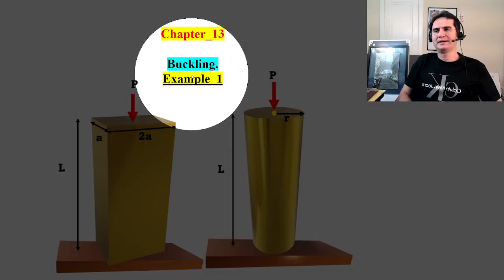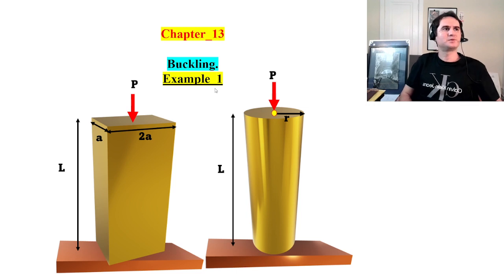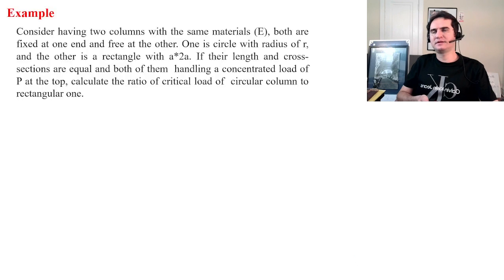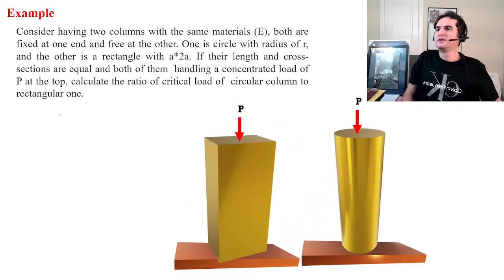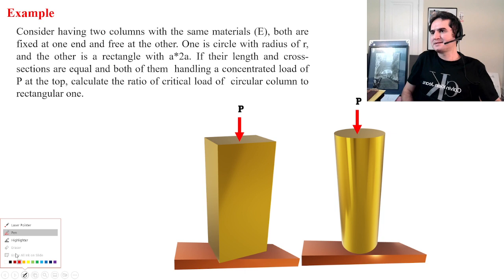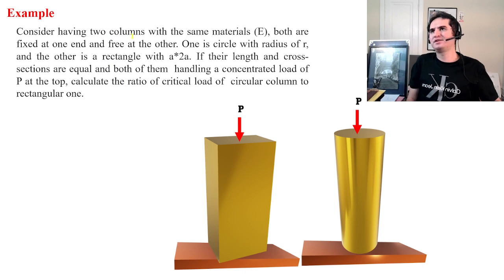Buckling example 1. In this example, we want to investigate the effect of buckling in two different columns with the same cross-sectional area and the same height. This example says to consider two columns made of the same material.